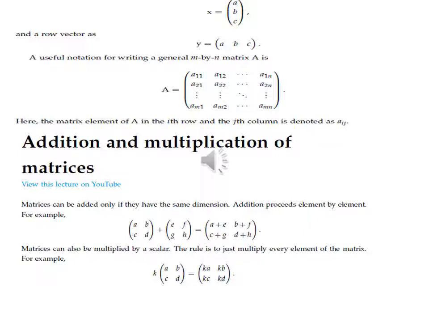Matrices can also be multiplied by a scalar. The rule is to just multiply every element of the matrix. For example, k multiplied by a, b, c, d equals ka, kb, kc, kd. This is multiplication by a single number, one number multiplied by a matrix.